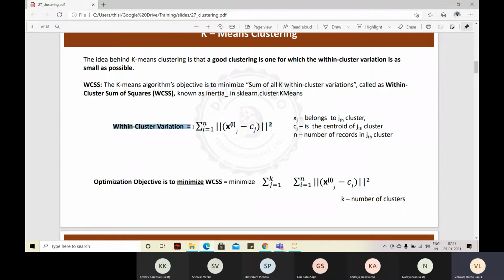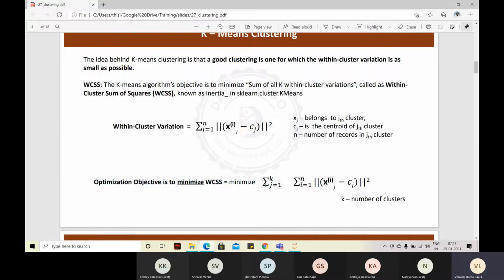It is calculating the within cluster variance across all the clusters. What is within cluster variance? It is the Euclidean distance from each data point to its centroid. It sums up that Euclidean distance over all the data points within a cluster, and then sums up across all the clusters to find the total score.